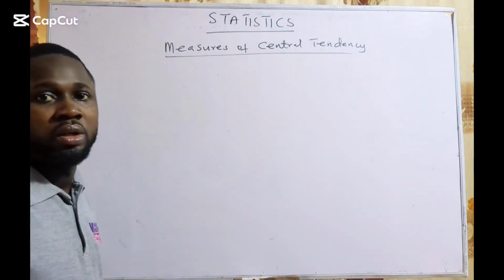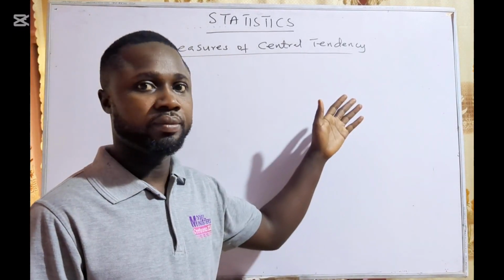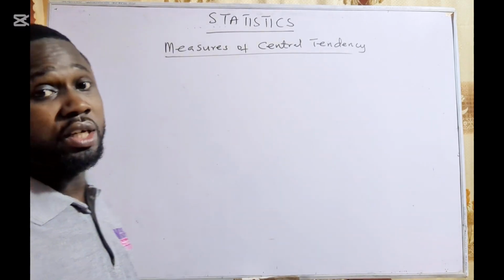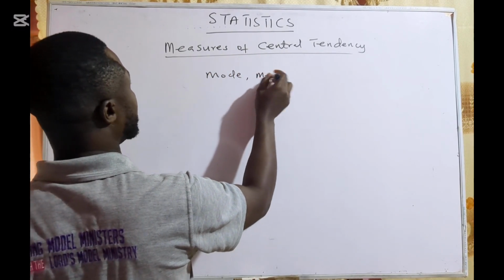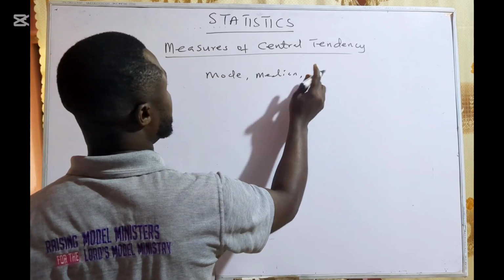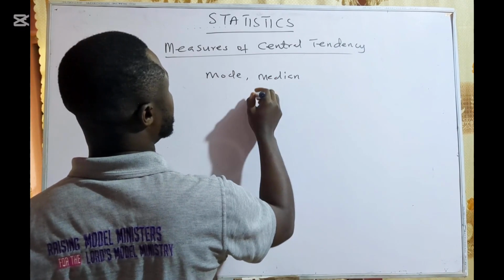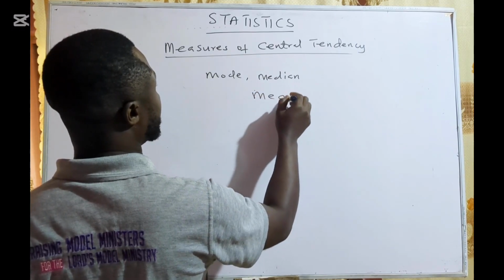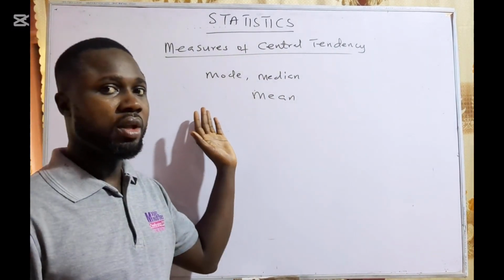Hello, welcome to our lesson on statistics, and we are going to look at measures of central tendency. Under statistics, we have three main measures of central tendency: the mode, the median, and then the mean. So we are going to look at these three.